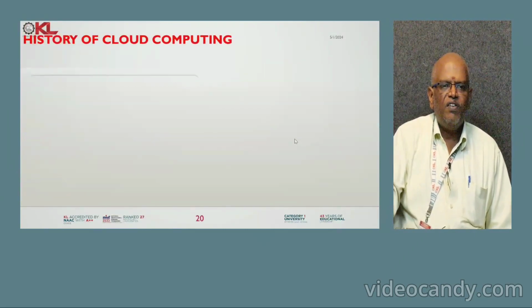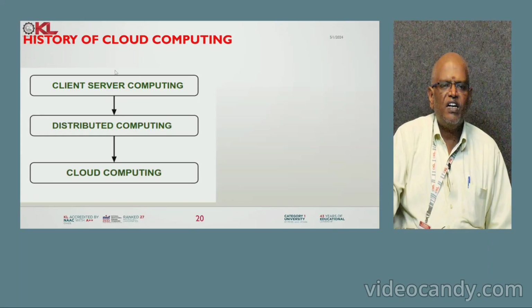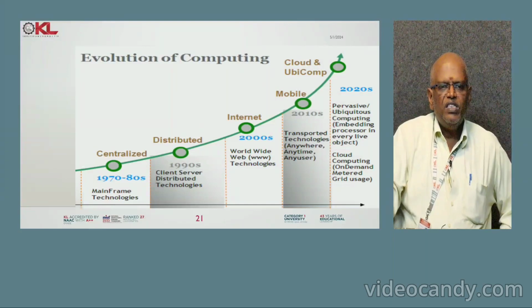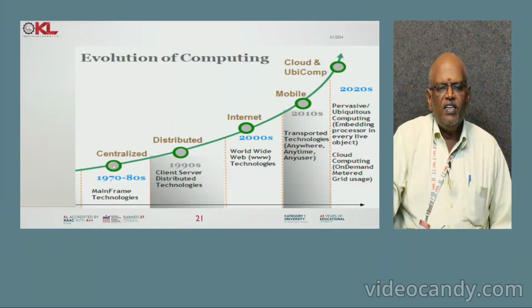When you are looking into the history of cloud computing, we can identify the client-server computing model, a distributed computing model, and finally we got the cloud computing environment. So when you are looking at the evolution of computing, we can identify a centralized management of mainframe technologies developed during the years 1970 to the 80s. The distributed computing environment developed during the 1990s with the client-server distributed technology.